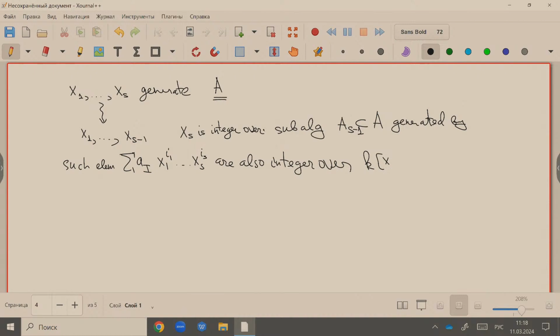So notice we have done the following. We have changed x1, ..., xs to y1, ..., ys minus 1, xs, and we have passed to y1, ..., ys minus 1, so xs is integral over the algebra generated by y1, ..., ys minus 1. And these elements are also integral over it.